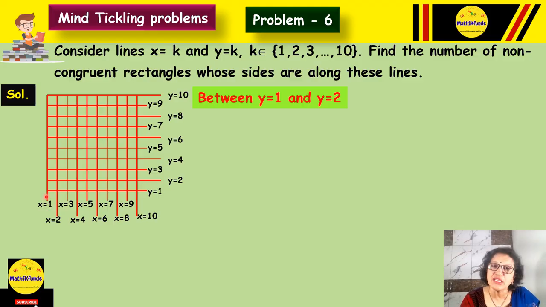Now when you go for x equal to 1 and x equal to 3, then you will get a rectangle of size 1 by 2. When you go for lines like x equal to 1 and x equal to 4, you will get a rectangle of size 1 by 3, and so on, right?